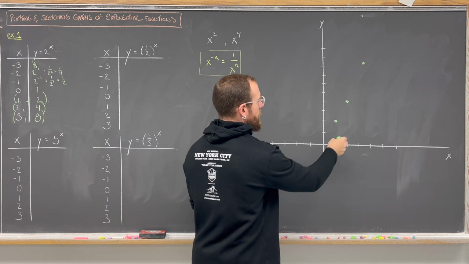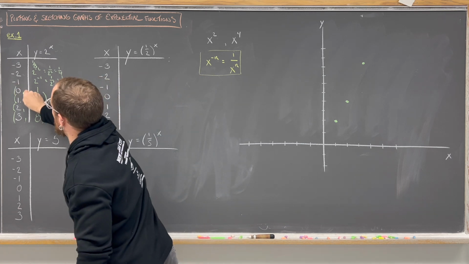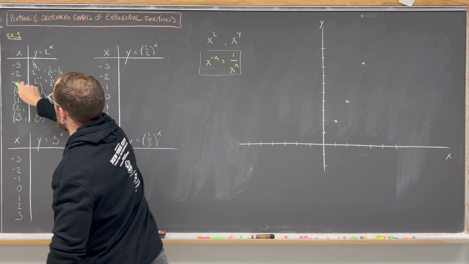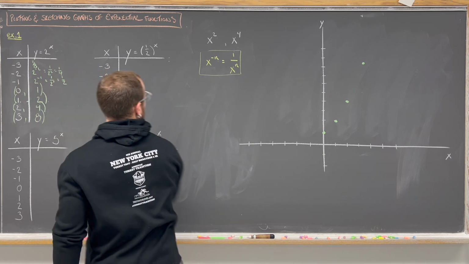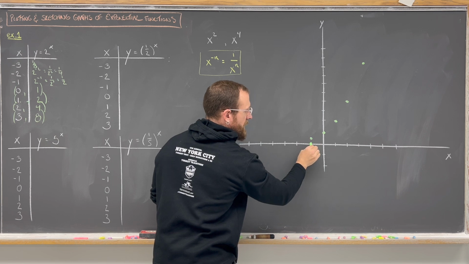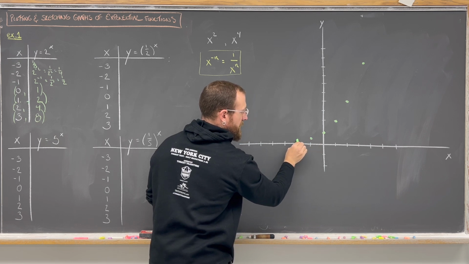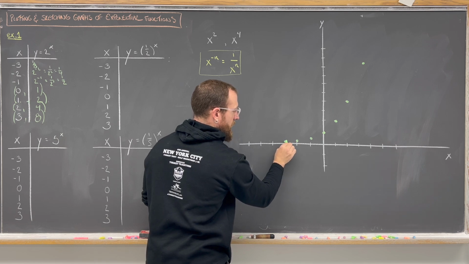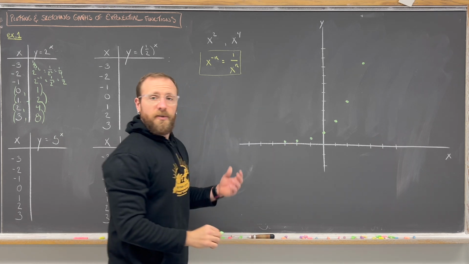Okay? So (0, 1) is right here. (-1, 1/2), (-1, 1/2). Again, every time I take a step to the right, the height of the graph is being doubled, and every step to the left, the height is being cut in half. And at this point, the height of the graph is 1/8, and it's very small.